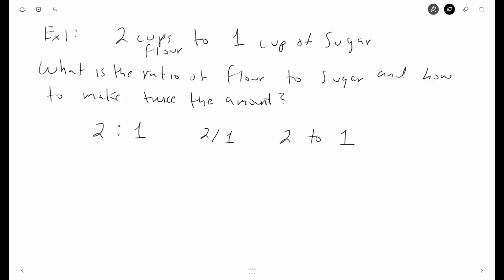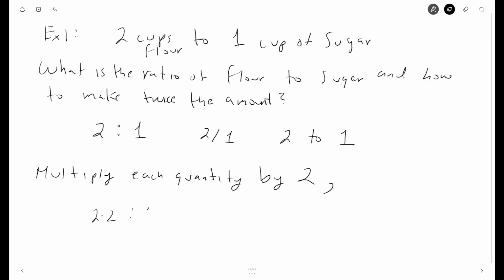If we want to make twice the amount, that means that I can multiply each quantity by 2, and we can get as follows. 2 times 2, and then 1 times 2, and then 2 times 2 over 1 times 2, and then 2 times 2 to 2 times 1.